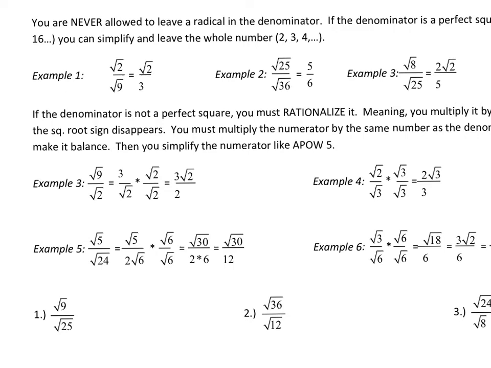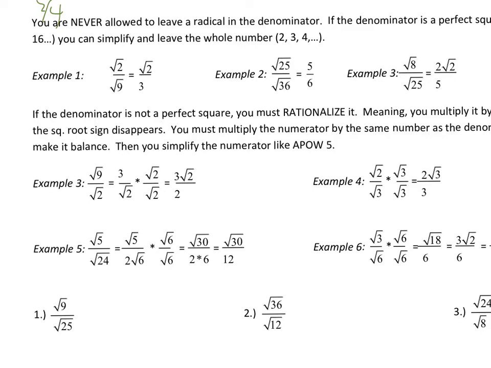Okay, so for dividing radicals, there's either an easy kind or a hard kind. So you're not allowed to leave a radical in the denominator. It's just very much against the rules. It's like you're not allowed to leave a fraction like 2/4. You have to simplify it to 1/2. It's the same thing. So the easy kind is if the denominator is a perfect square.